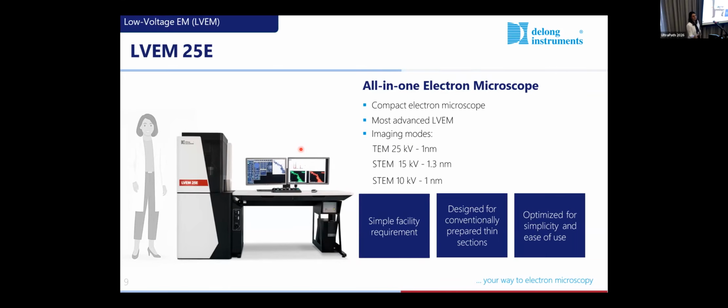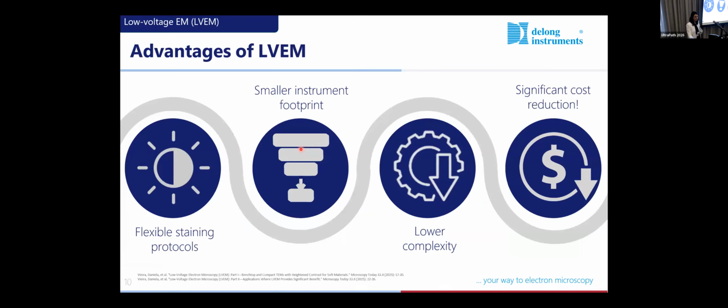So that's the real size of the equipment. No anti-vibration platform, no cooling system. You can place it in any lab. There are no facility requirements. And again, just the advantages: flexible staining protocols. In this presentation, we will be seeing some standard uranyl acetate, but we will also see some uranyl-less, and you also have the capability to do unstained samples at low voltage. So a smaller instrument, you can place it anywhere, lower complexity, and reduction of the cost as well. I will be discussing it in the next slides.